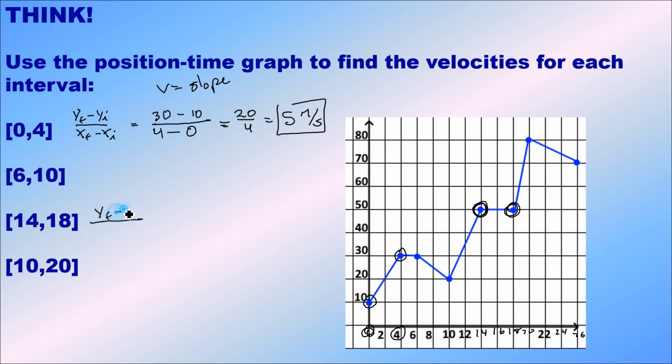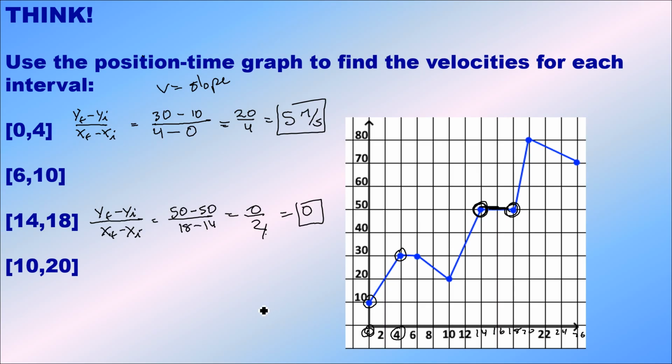So here's my formula. Our final y position is 50. Our initial position is 50. Our x final is 18. Our x initial is 14. And I get 0 over 4. It makes no difference, because 0 divided by anything is 0. The velocity is 0, which of course makes sense. We talked earlier, this is a flat line and the cart is not moving, so its velocity is 0.